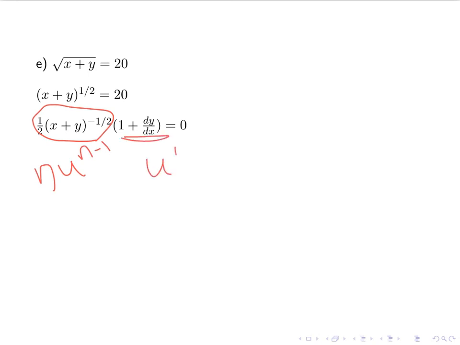The derivative of x is 1. The derivative of y is dy/dx. Okay. And then I want to solve this. So I have the product of two things is 0. So one of them has to be 0.